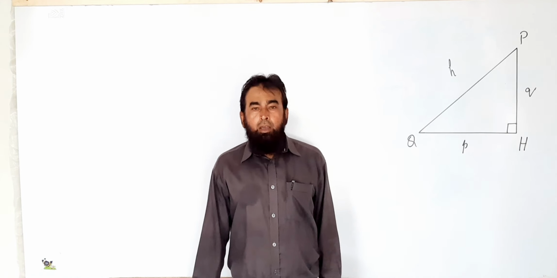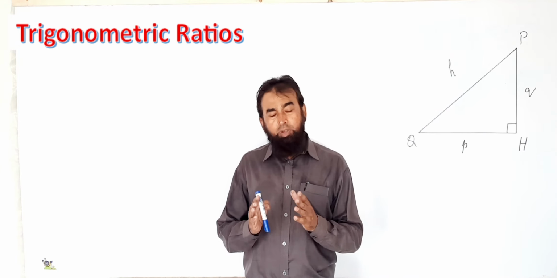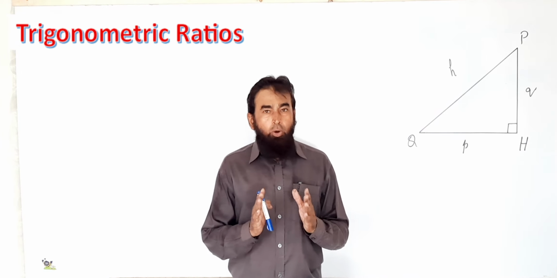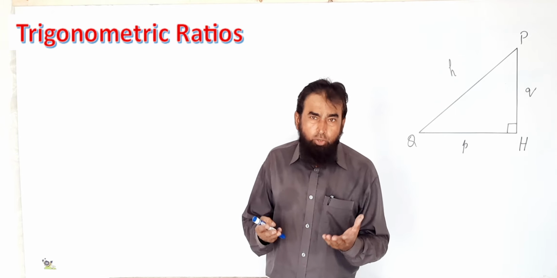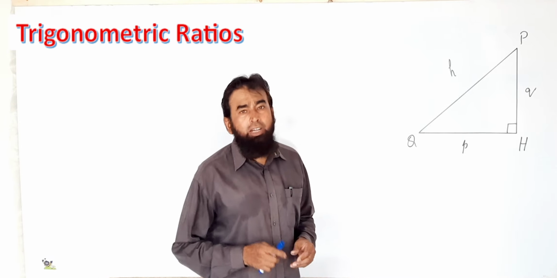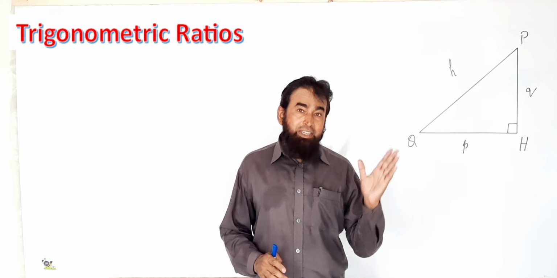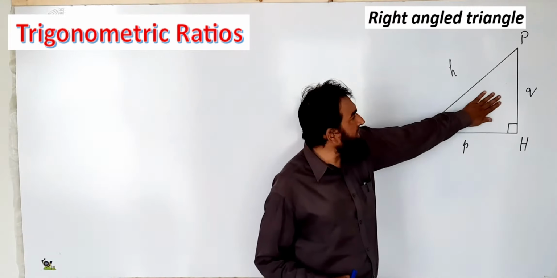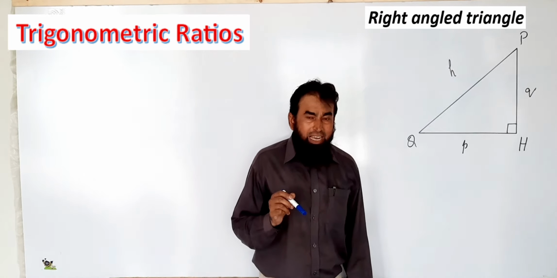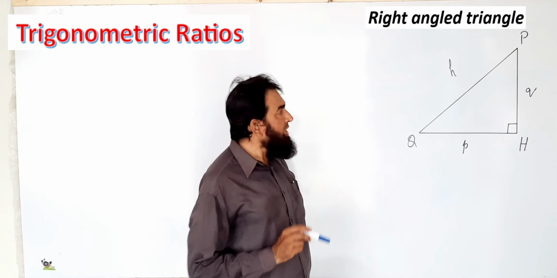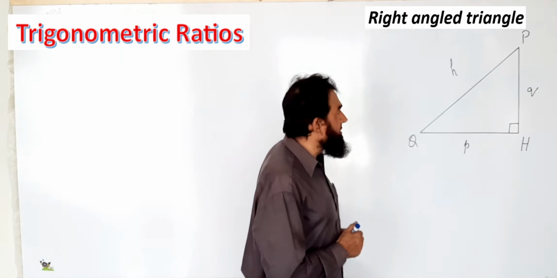Now in trigonometry, first of all, I am going to explain what trigonometric ratios are. As is clear from the name, these are ratios. So what type of ratios are these? Basically, trigonometric ratios are the ratios between the sides of a right angled triangle. Here I am taking a right angle triangle. So keep in your mind that whenever I am talking about trigonometric ratios, these are the ratios between the sides of a right angled triangle.